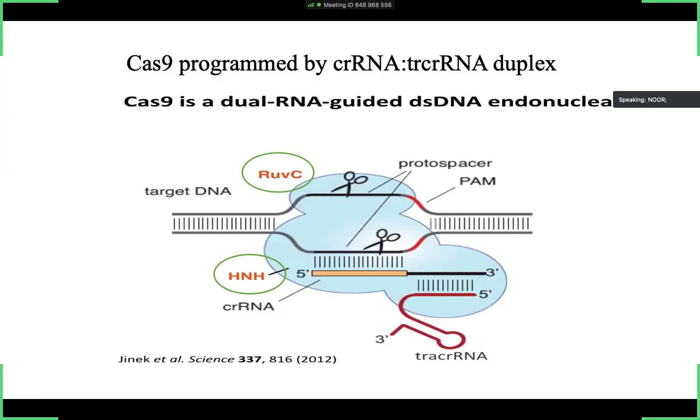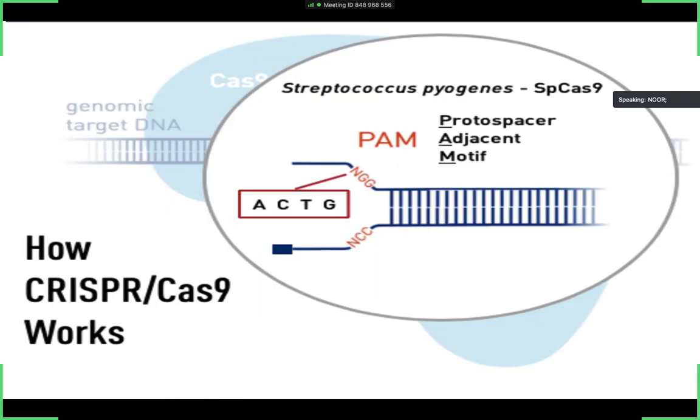This picture shows the mechanism of action of Cas9. Cas9 will go to find the PAM region NGG, and it has two restriction domains. One is RuvC and the other is HNH, and these two domains will make a cut on each strand of the DNA. So the DNA will be degraded.